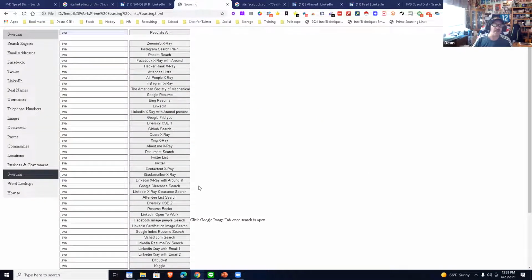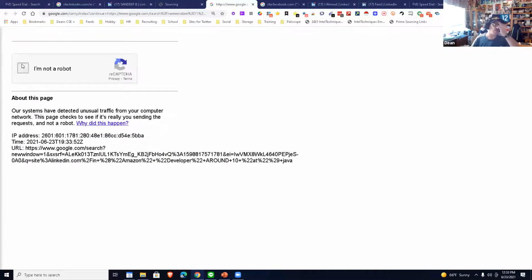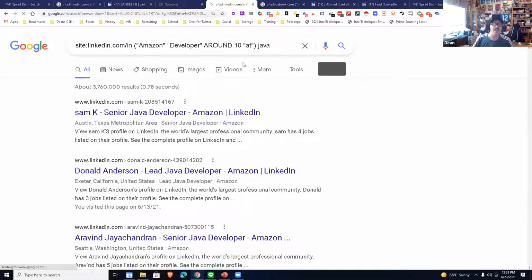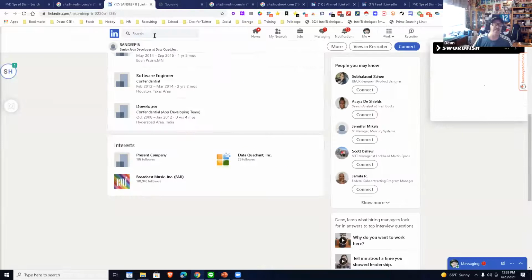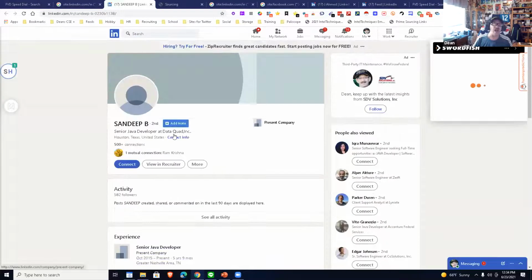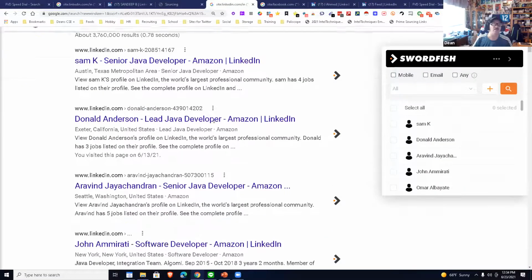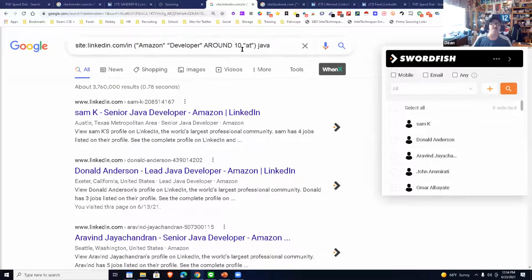And I actually already have a string with the at on it, and we'll do the Java. So now what we're saying is Amazon developer around 10 at. So instead of looking down here in the experience area, I'm now looking up here in their, I can't remember what the word is for this, but it's basically the look at me area. And these are the results we get. Sometimes this at function comes in really handy.